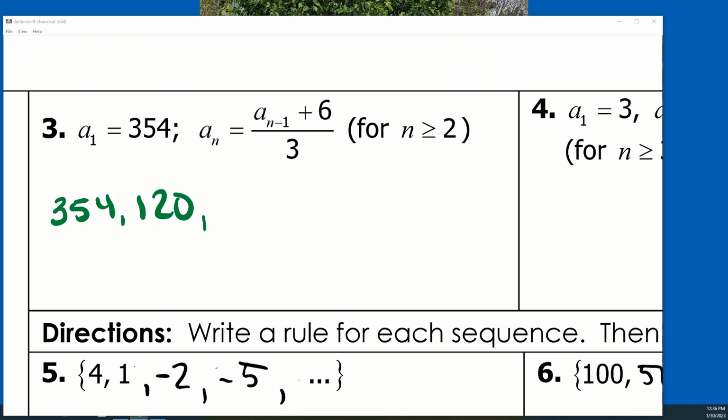All right, and I'm going to take 120. I'm going to add 6 to it, so 126 divided by 3. So you just keep on doing it. So you get 5 terms.